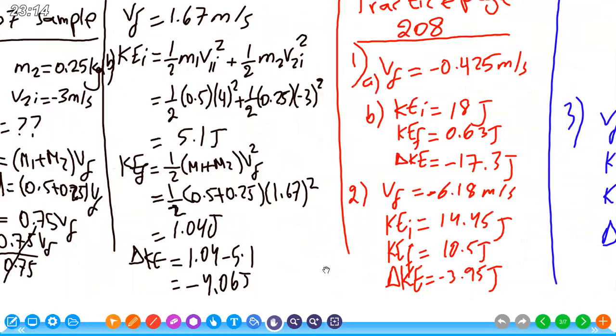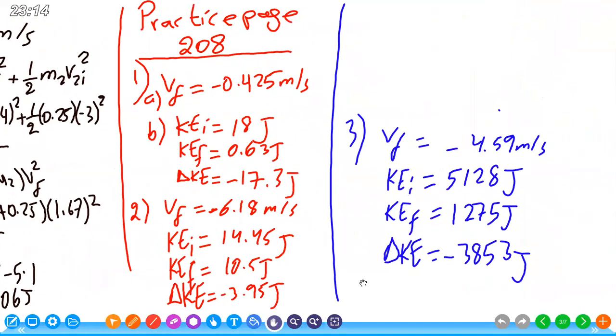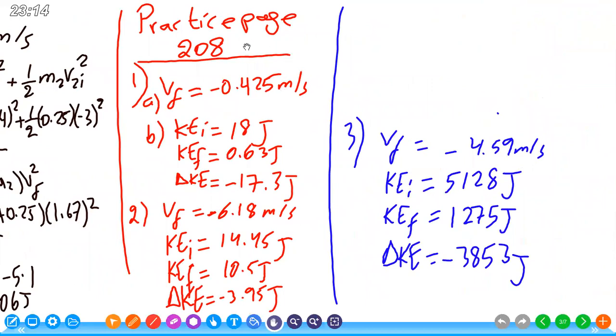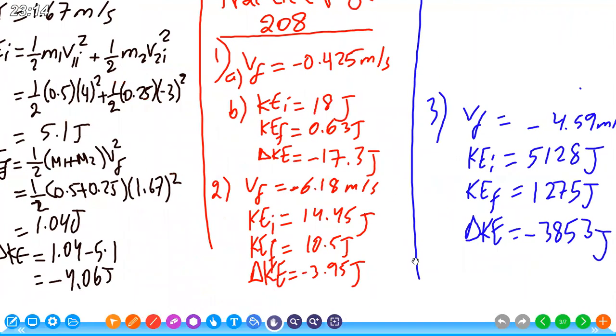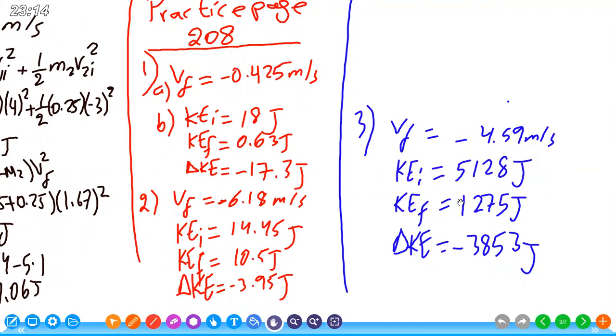Here, all students, please, are the answers of the practice in page 208. Get V final, get kinetic energy initial, get kinetic energy final, subtract. V final, kinetic energy initial, kinetic energy final, subtract. You know how, similar to here, everything is done for you here. The sample problem is done for you. And here are the answers for question 3. Please try to do them. The answers are available, you can check.